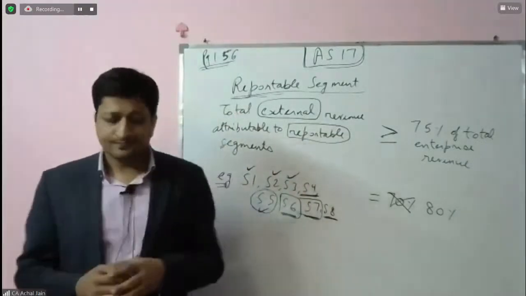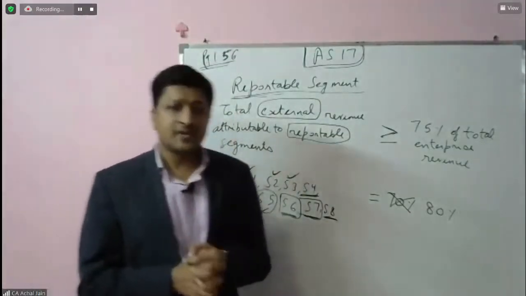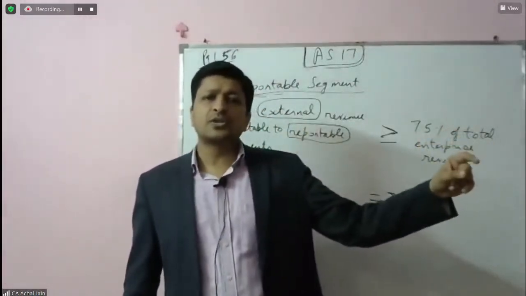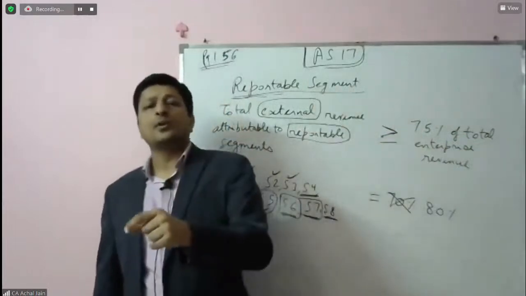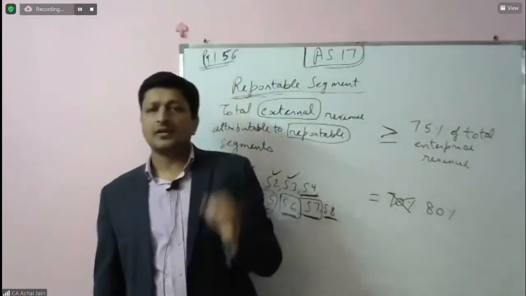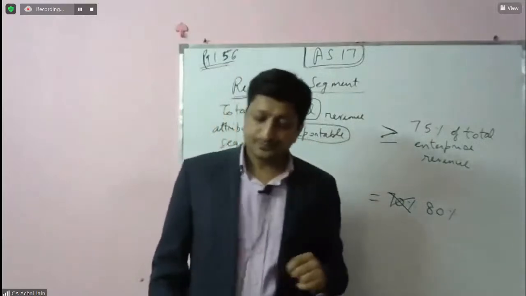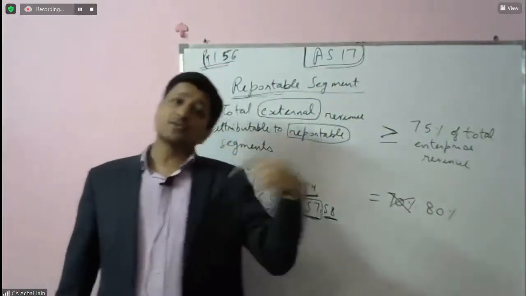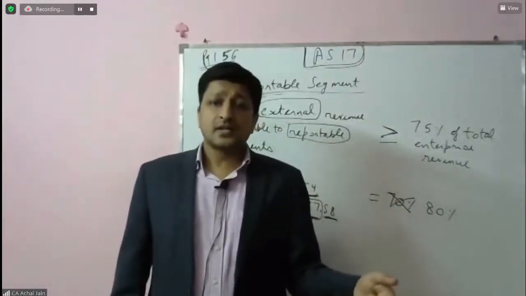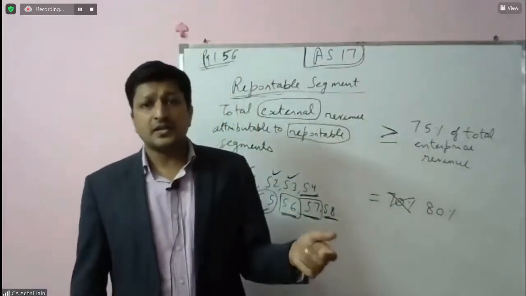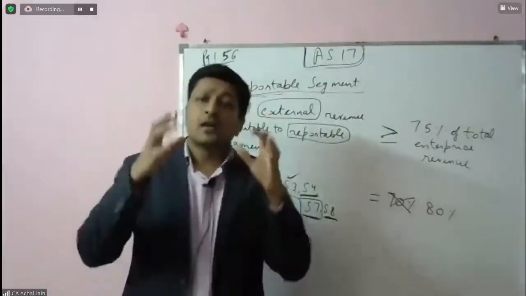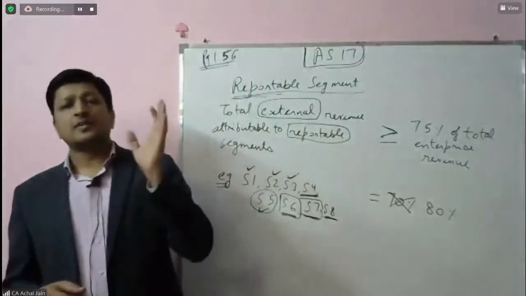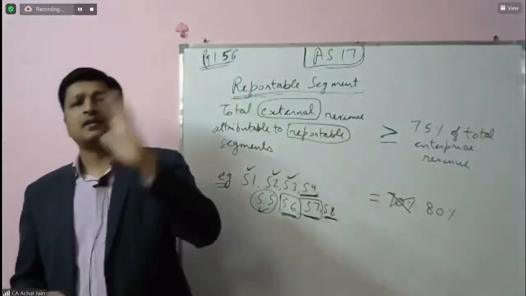Understood? So two more points we have discussed. That if a segment was reportable in the last year based on threshold, it will continue to be reportable even if it doesn't meet the threshold in the current year. Number two, if a segment becomes reportable in the current year based on threshold, which was not reportable in the last year, even then comparative information for the reportable segment is required to be given.